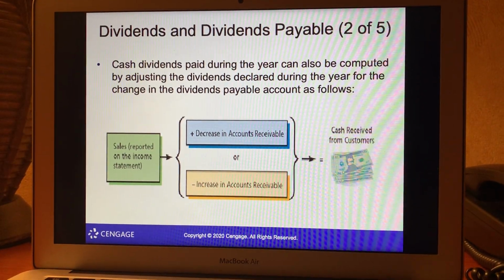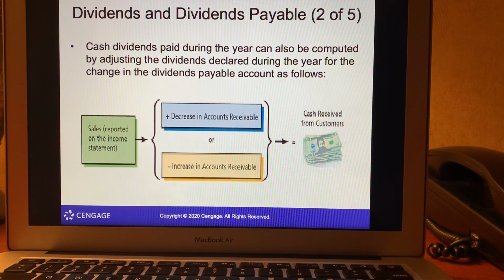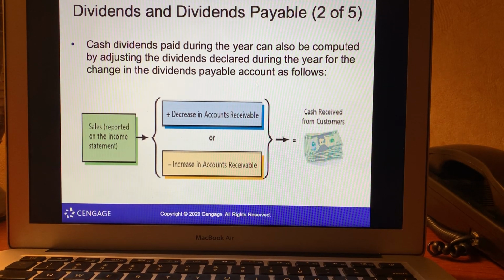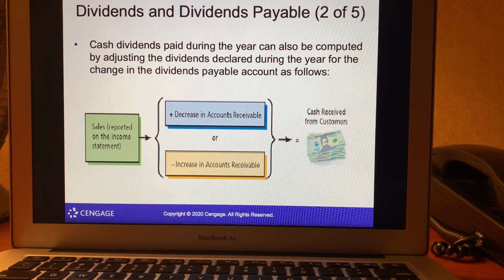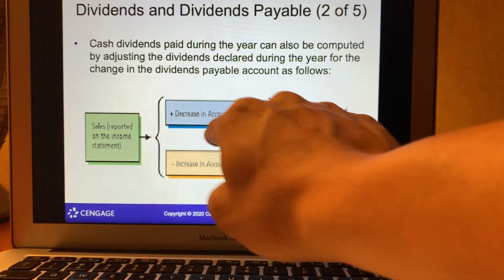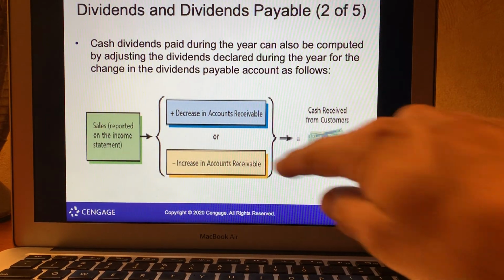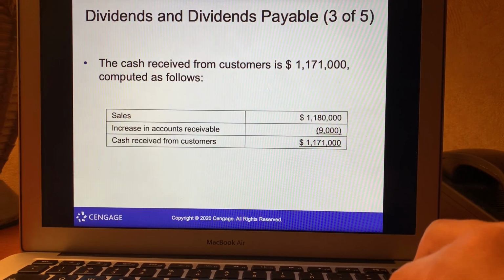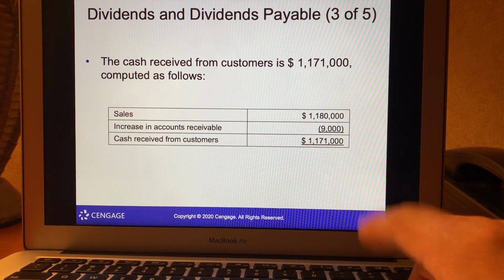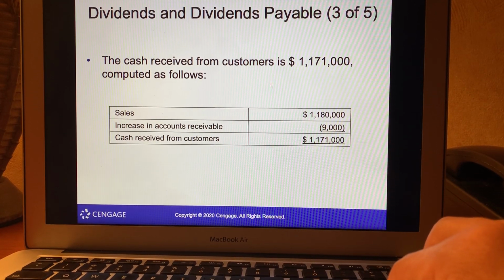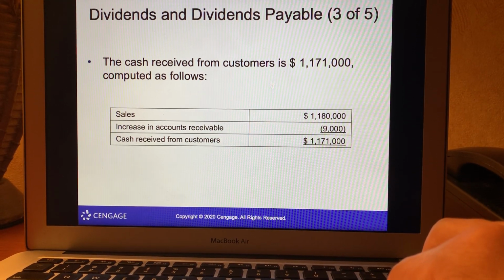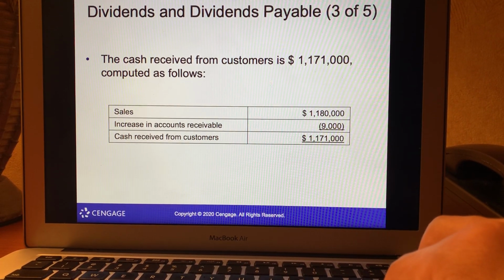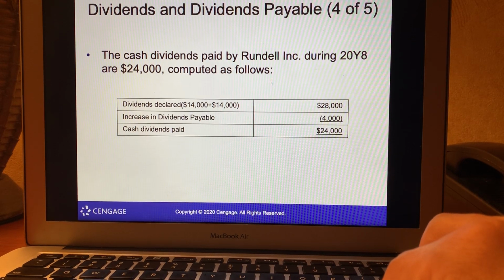Okay, so cash dividends paid during the year can also be computed by adjusting the dividends declared during the year for the changes in the dividend payable account as follows. Sales over here, plus decreases in accounts receivable, minus increases in accounts receivable, and then cash received from customers. Okay, so then sales, 1,180,000 minus 9,000, which is an increase in accounts receivable. So then our cash received from customers, $1,171,000.